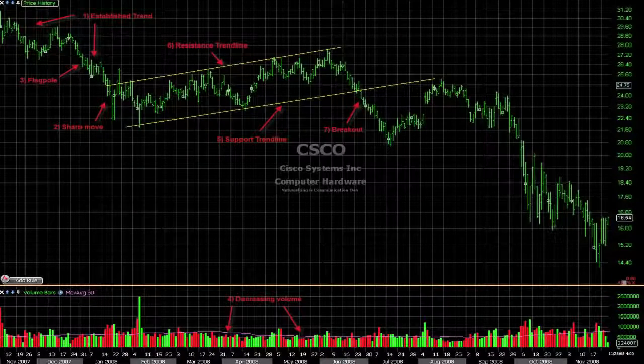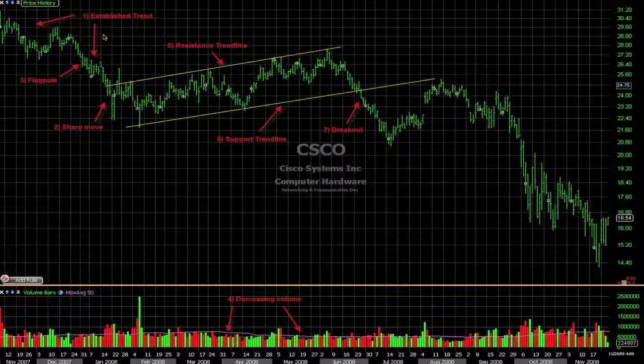Flags and pennants are continuation patterns, meaning we'll be looking to trade in the direction of an already established trend. Flags and pennants are real-time tools, whereas an indicator is lagging. This is one of the reasons that makes these patterns widely used. Another reason for their popularity is that they're easy to spot. Flags and pennants don't look alike, but they're traded almost identically.